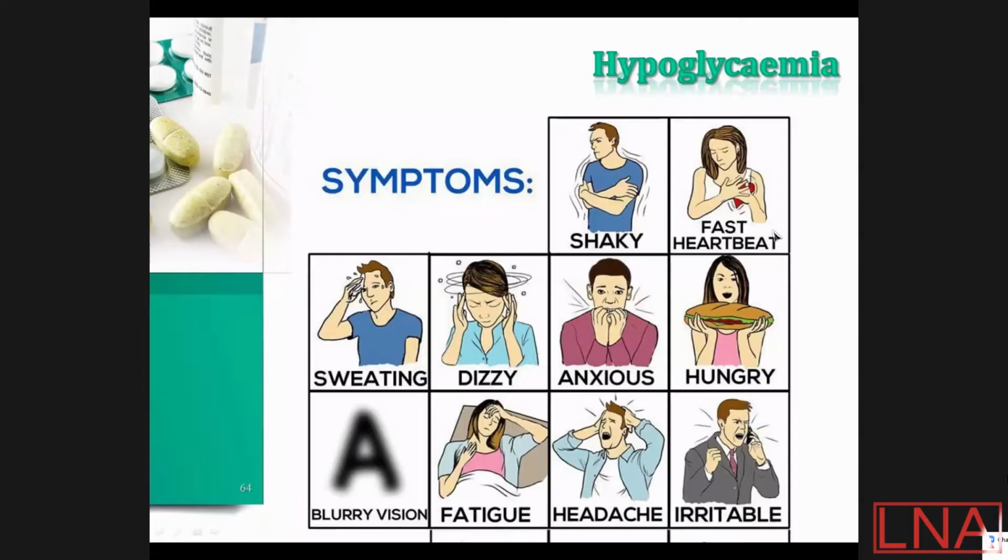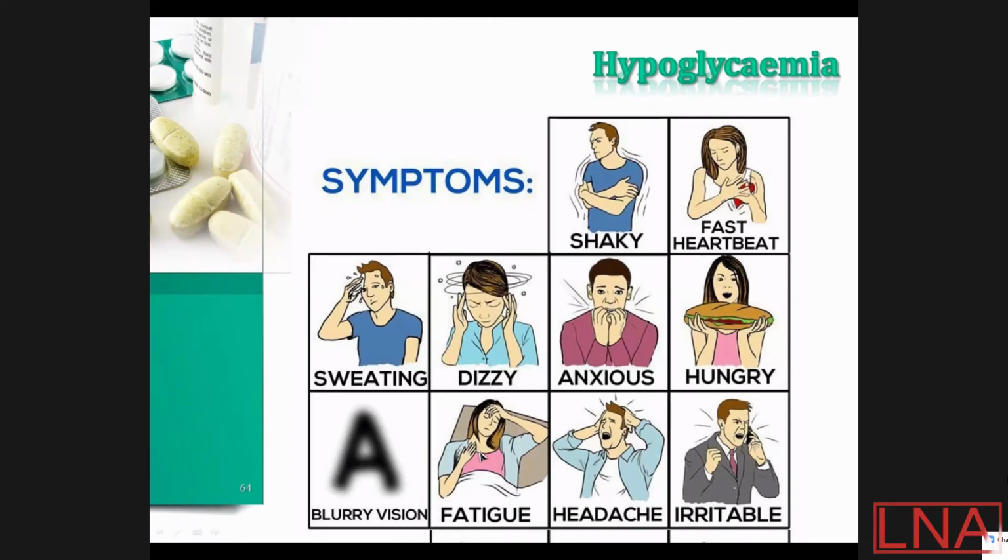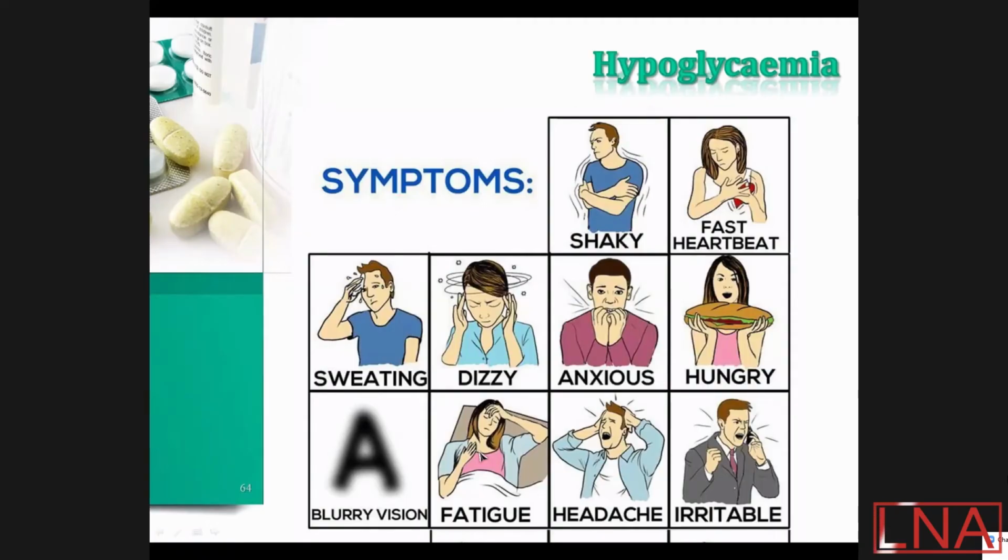Symptoms of hypoglycemia, how to easily remember them: fast heartbeat, sweating, anxious, dizzy, hungry, fatigue, headache, and blurry vision. And hypoglycemia might be treated very easily. The patient should eat something sweet.